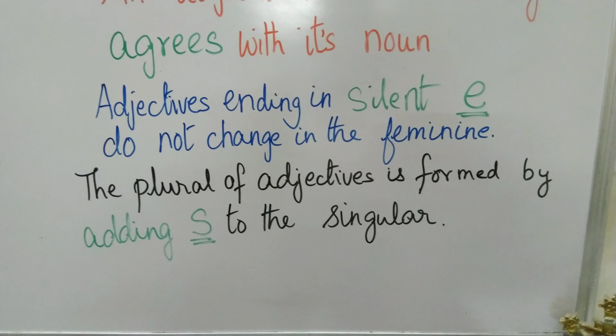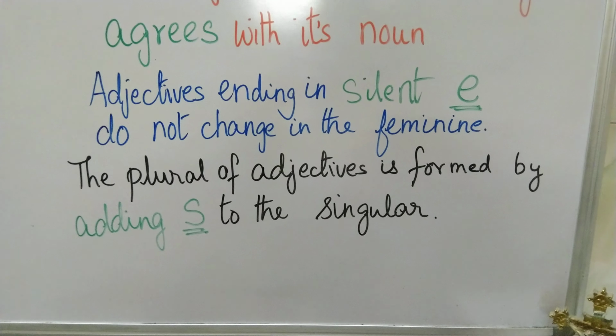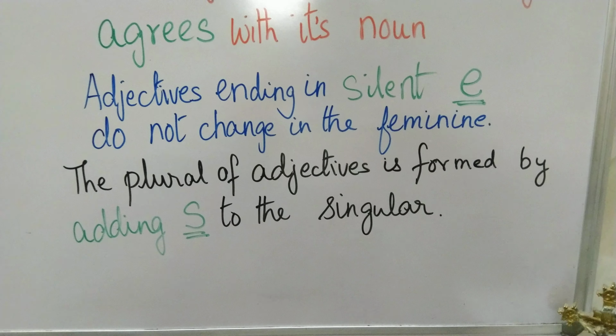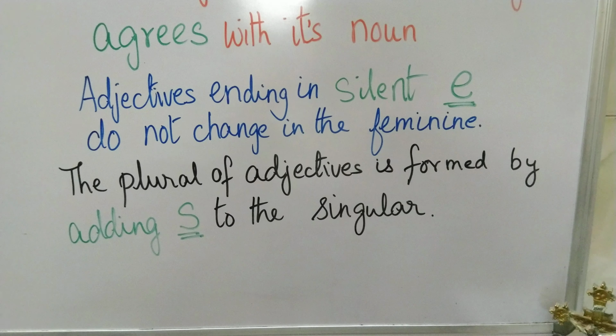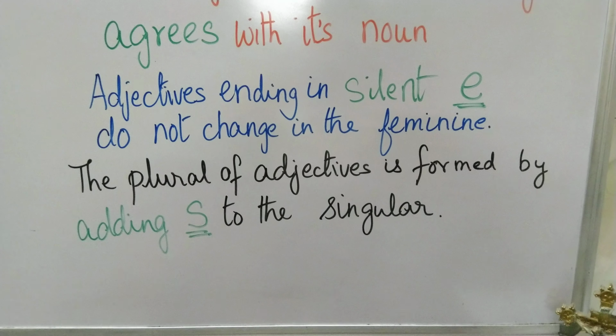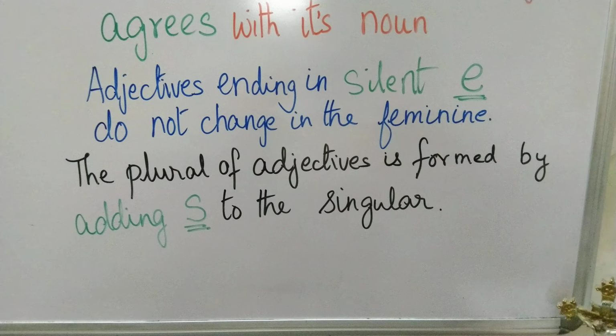The second rule is adjectives ending in silent E will not change in the feminine. I've already explained this with the adjective jeune. Adjectives ending in silent E would mean adjectives whose last E doesn't have any accent on it.